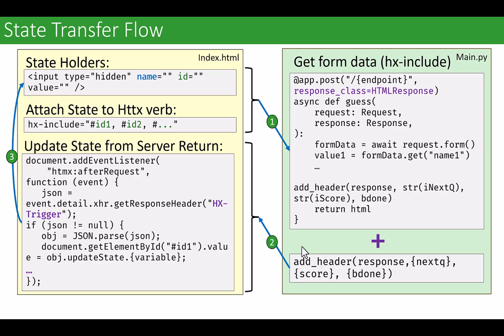HTMX has some attributes that it supports. And one of the attributes is, I want you to send this comma list of state back to the server. It points to the IDs of your input types. For post, there is kind of an asterisk that goes with that, which I'll point to when we get to the code.